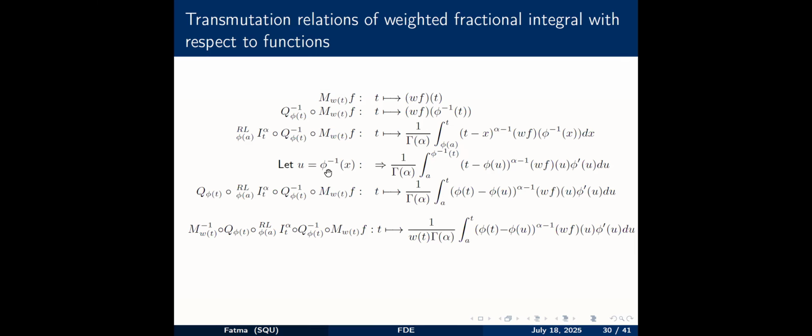Then we do a substitution in the integral. And after that, we apply the composition operator and then the inverse. At the end, we get this weighted fractional integral with respect to function. So we connect the idea of the transmutation relation, that we connect the general operators and the classical ones.